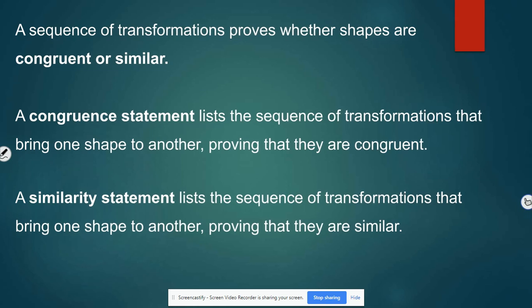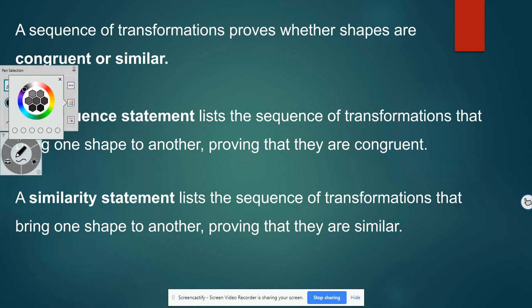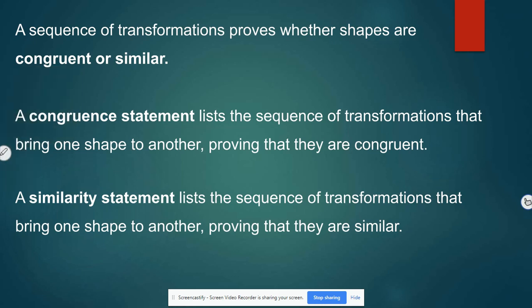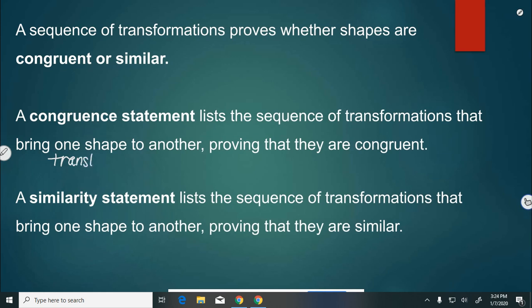So a sequence of transformations proves whether shapes are either congruent or similar. A congruent statement lists the sequence of transformations that bring one shape to another, proving that they are congruent. So to be congruent, only 3 of the types of transformations can have happened. So we want to think about the ones that create congruent shapes, and those would be translations, reflections, and rotations. So only these 3 can happen for the shapes to remain congruent. And then we can create what's called a congruent statement.